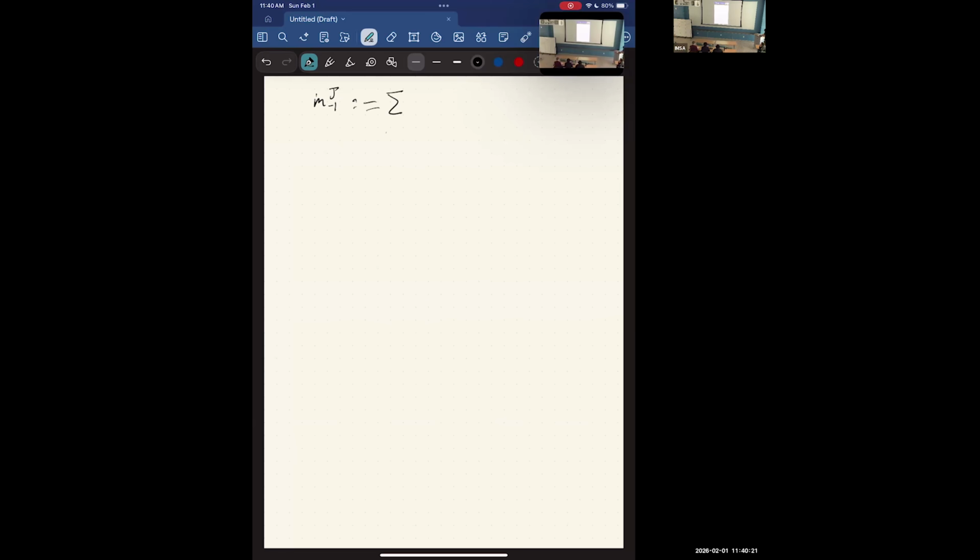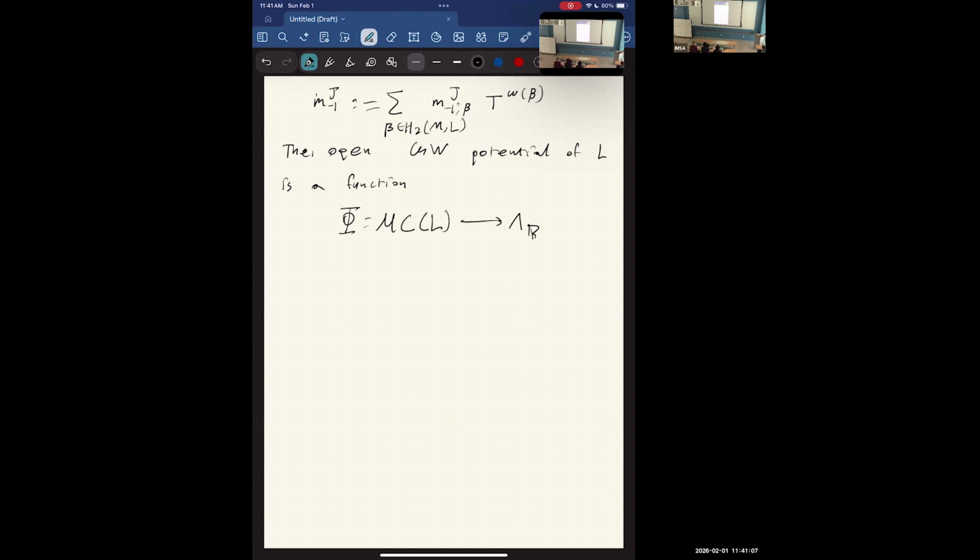Okay, so I'll define M_{-1,J} to be this weighted count of disks, weighted by some power of the Novikov variable, and then we can define the open Gromov-Witten potential of L, which is a function, phi, which for me is going to take values in the set of Maurer-Cartan elements of L, and it will map to the Novikov field. For the record, this is the set of bounding cochains for L, modulo gauge equivalence.